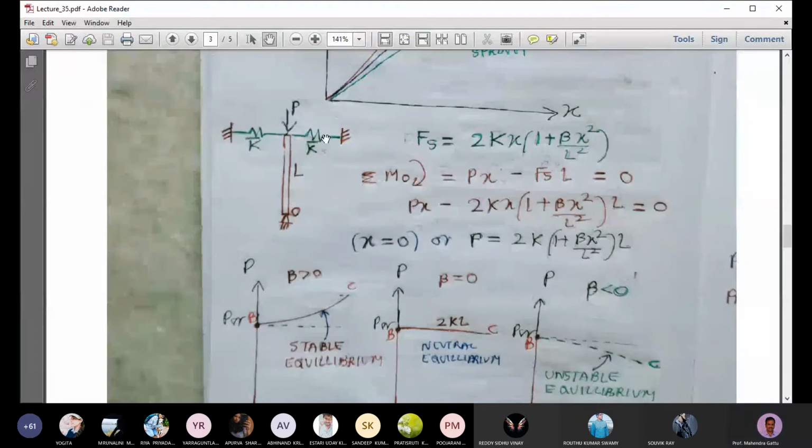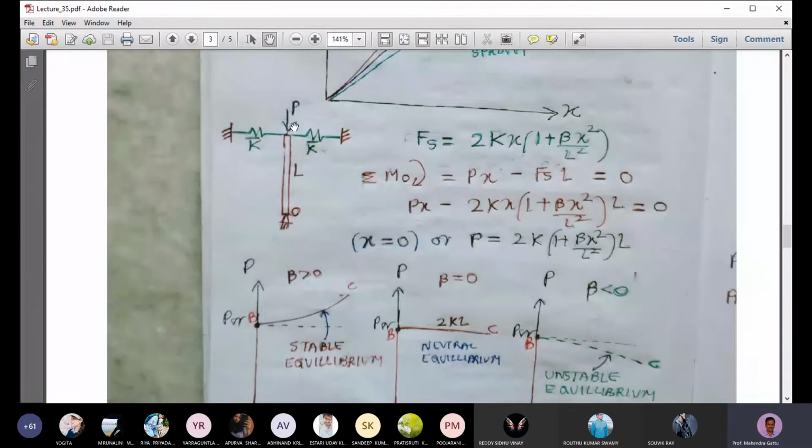Okay. So here again the spring force will be k times x, but k is kx into 1 plus beta x square by L square. So there are two springs, so the total spring force will be, instead of 2kx, it will be 2kx into 1 plus beta x square by L square. And we can do our adjacent equilibrium analysis, and we can equate the moment about point O.